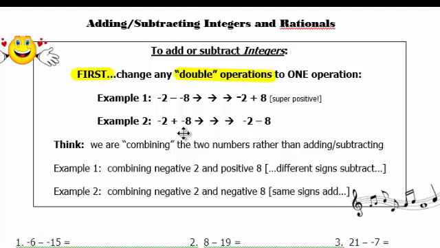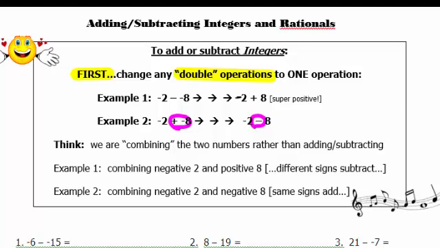The second one says negative 2 plus negative 8. So again, I have this double sign, but plussing a minus is the same as just a minus. So I don't want these double operations. Then we use the thought process that we are actually combining numbers that have signs attached to them. So this is like combining negative 2 with positive 8. Different signs subtract. So I'm going to subtract 2 from 8 and take the sign of the higher number, 8, and I'm going to get 6.